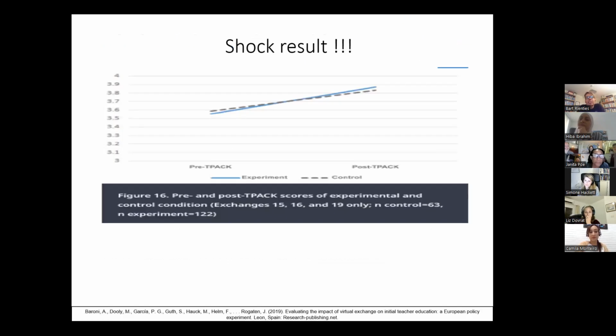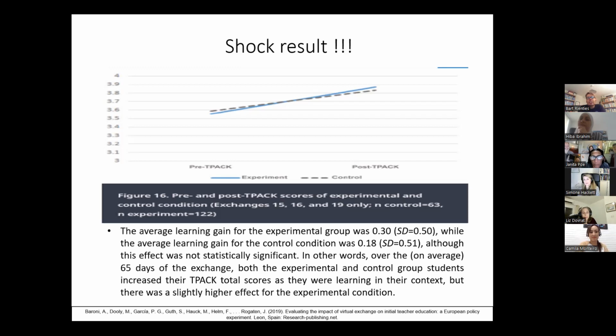So what you see here is the pre-test score and the post-test score on TPAC, and it's a scale from 1 to 5. If you look at the blue line, which is the experiment group versus the control group, yes, there is a little bit of difference, but the difference is actually not statistically significant. And that is really interesting. So first of all, you can ask yourself, why did the control group become more confident about their technology skills over time? And secondly, the really interesting question is, why didn't the students who were in these really innovative virtual exchanges increase more over time?